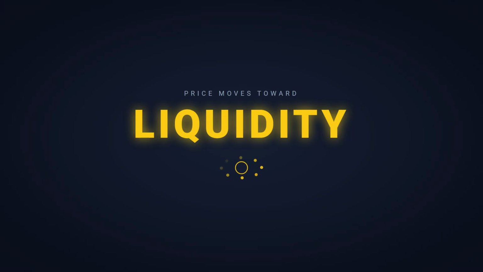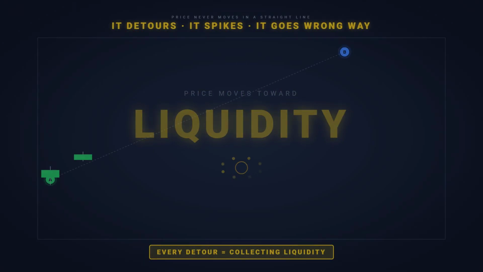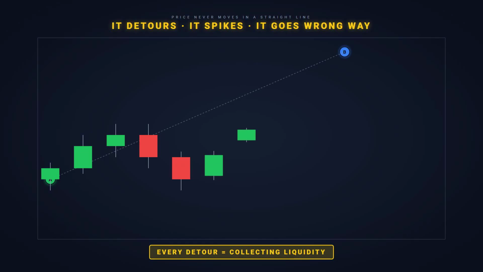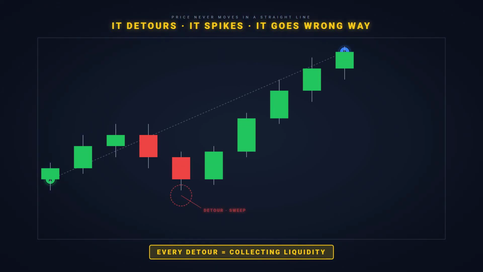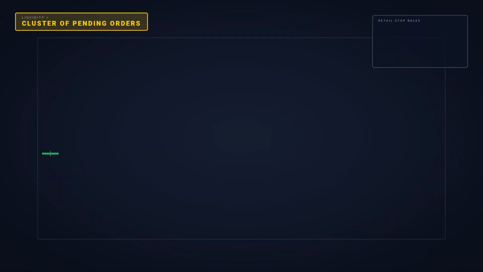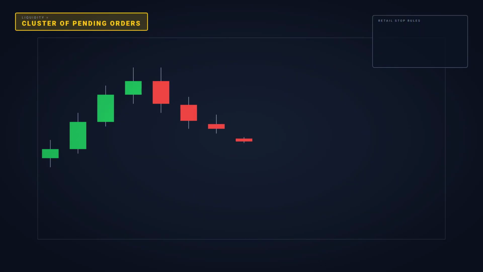Now that you can read market structure, you know the direction price is moving, but here's what structure alone doesn't tell you. Price almost never moves in a straight line from point A to point B. It detours, it spikes, it briefly goes the wrong way before it goes the right way, and most traders look at those detours and see randomness or manipulation. What you're actually looking at is price doing exactly what it needs to do, collecting liquidity.